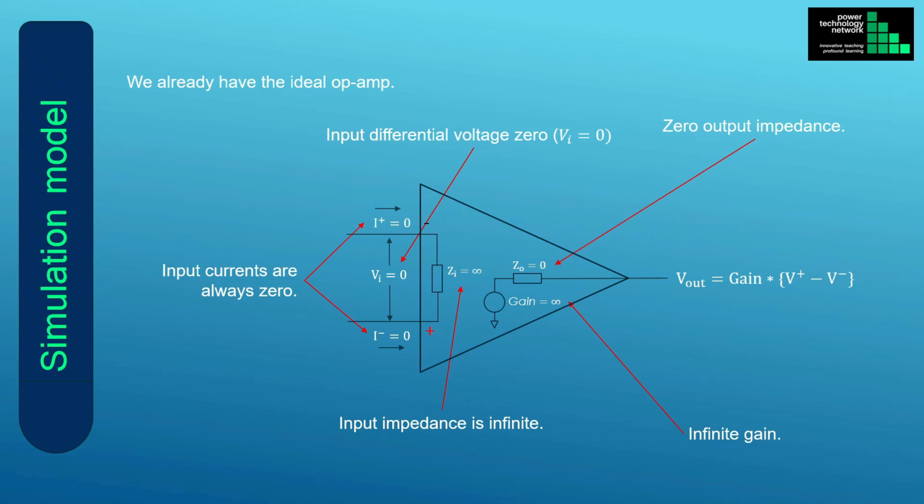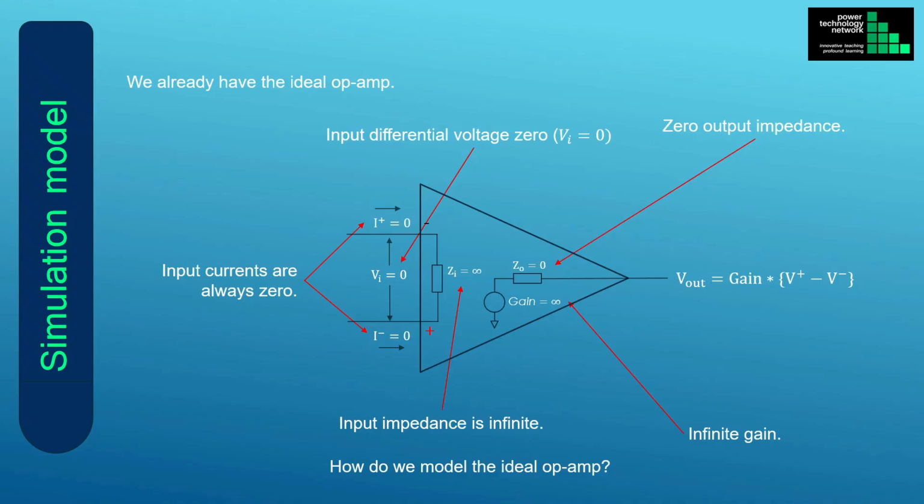We start with the input side characteristics. The input current is 0, followed by the infinite input impedance, and the 0 input voltage between the two terminals. This is followed by the output side characteristics. The gain is infinite, and the output impedance is 0. The output voltage is equal to the gain multiplied by the difference between the input voltage terminals.